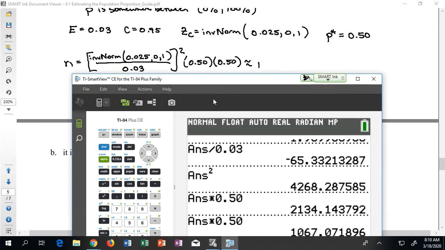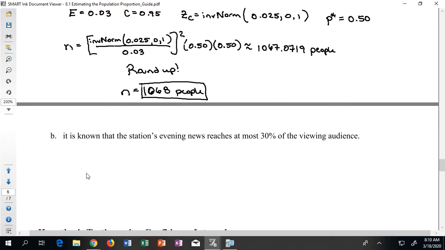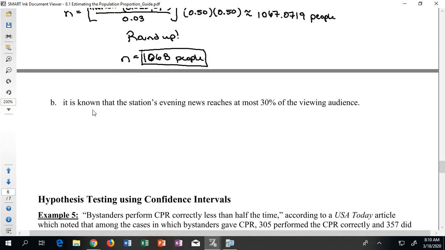So the value I ended up with was 1067.0719. And again, this would be the number of people that I need to survey. So of course, I have to go ahead and round that value up. So my final answer is 1068 people need to be surveyed. This will allow me to create the type of interval that I wish to create. Okay, again, if you didn't quite get that question, maybe pause again and try to see if you can do part B on your own. In a moment, I'll go through the solution.